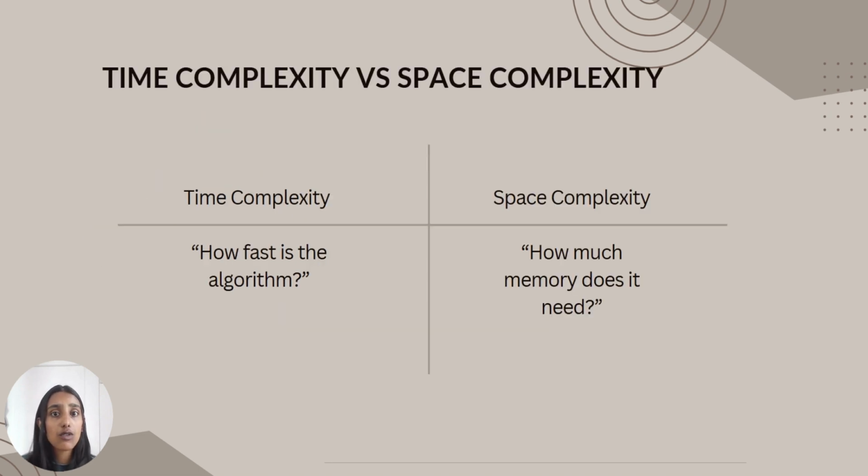First, what is the difference between time complexity and space complexity? Time complexity is the total amount of time that an algorithm takes to execute, and space complexity is the total amount of memory that an algorithm requires to execute. Time complexity answers the question how fast is the algorithm, and space complexity answers the question how much memory does it need.